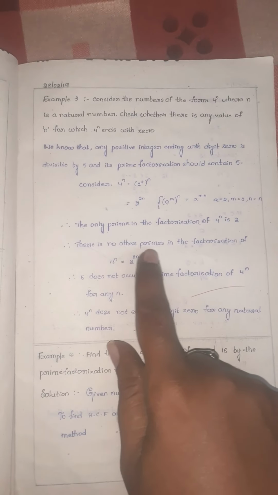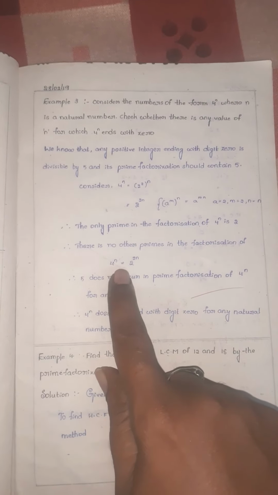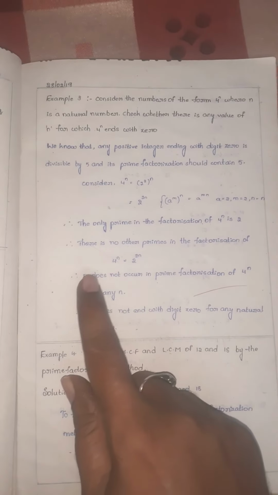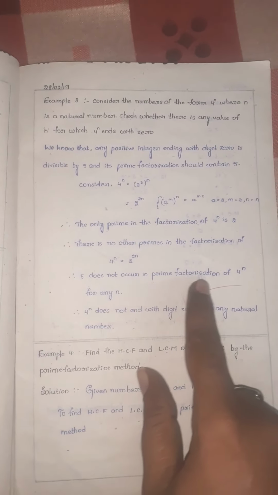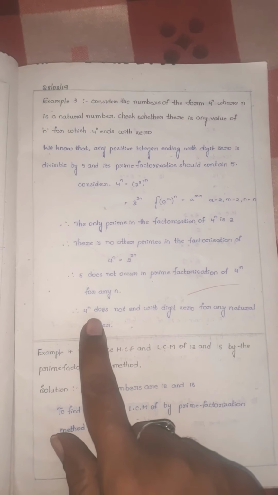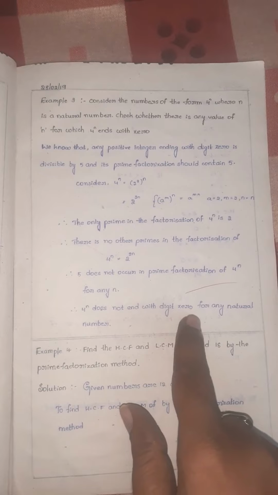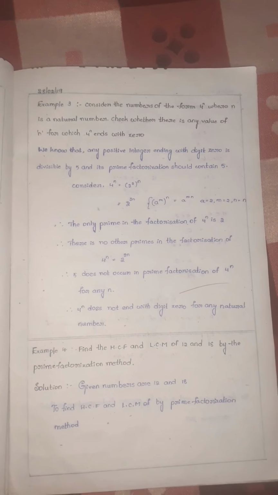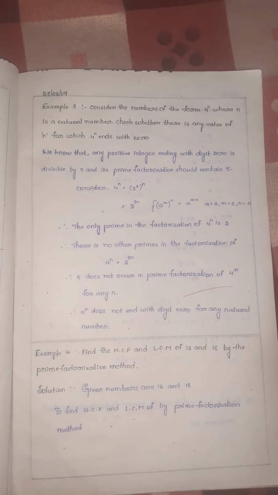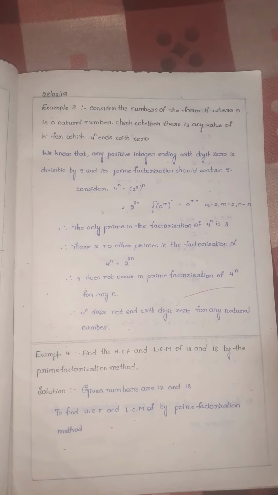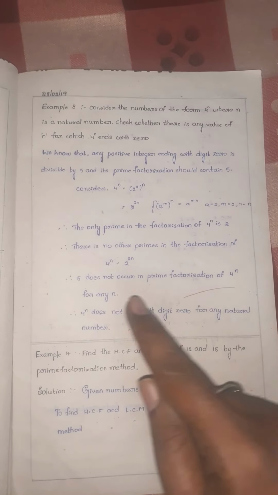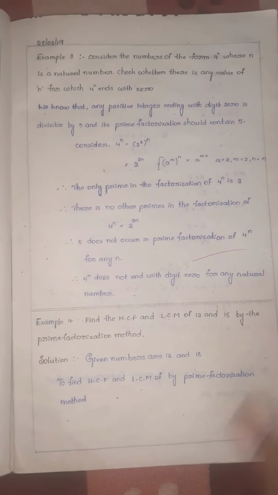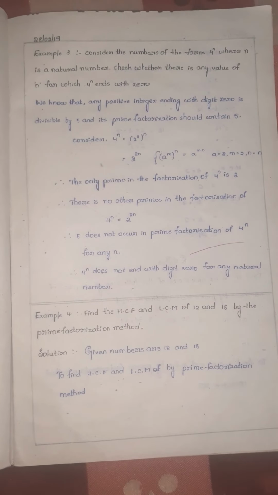So there are no other primes in the factorization of 4 power n, which equals 2 power 2n. So no other primes. So 5 does not occur in the prime factorization of 4 power n for any n. So 4 power n does not end with digit 0 for any natural number. So there is only the prime number 2. In this way we have solved this problem. This is also a very important 2 marks question.